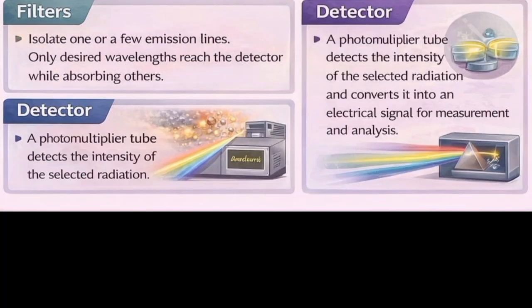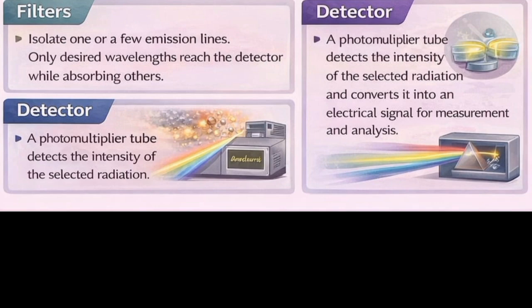Filters. Used when only one or a few emission lines need to be isolated. Optical filters allow only the desired wavelength to reach the detector while absorbing others. Detector. A photomultiplier tube detects the intensity of the selected radiation and converts it into an electrical signal for measurement and analysis.